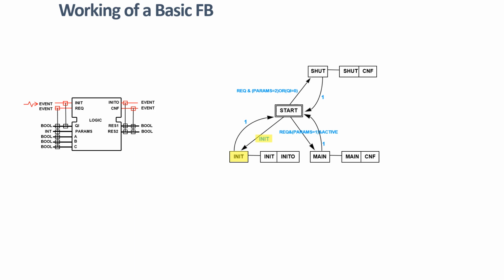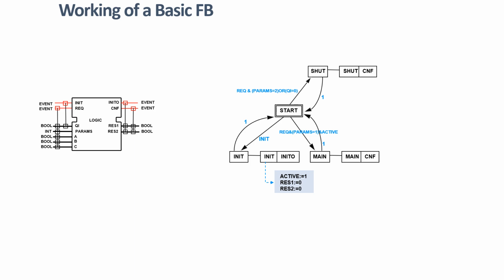So when the init event comes to the input of the function block and activates the function block for the first time, the state machine, the execution control chart, evaluates the transitions that are outgoing from this state. There are 3 of them, and it finds that this transition, marked with init, is now true. So by that, it jumps to the init state and executes the init algorithm.